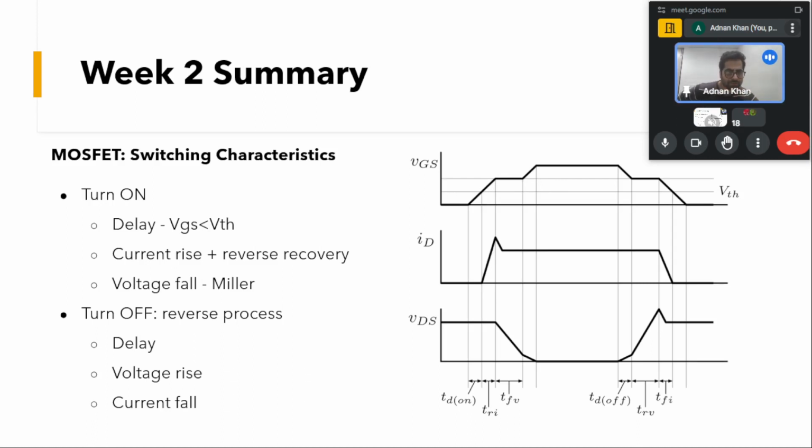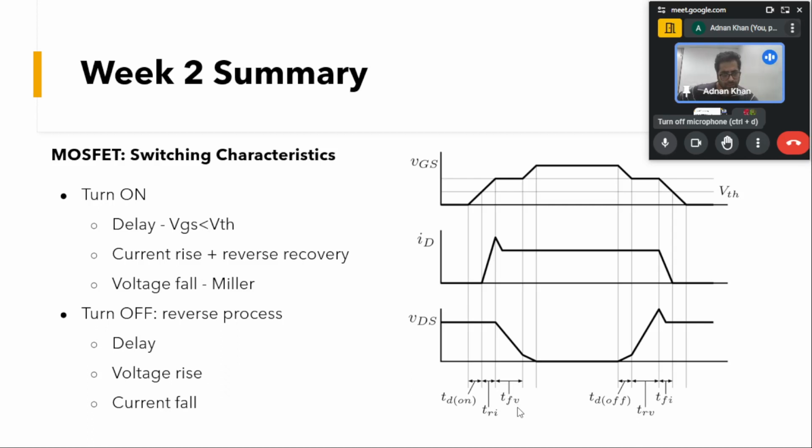There will be some oscillations because of the parasitics as well as the forward recovery. After the current reaches the peak value, my VDS voltage will start to fall, up to around this point. This is known as TFV, where my voltage falls.